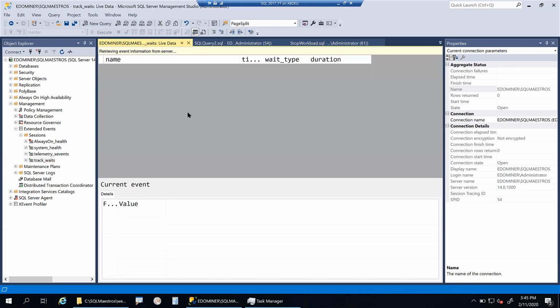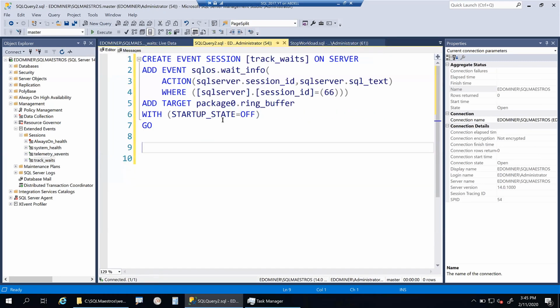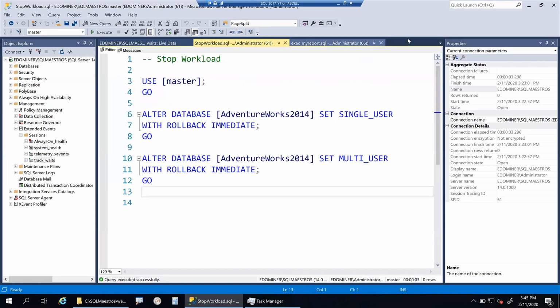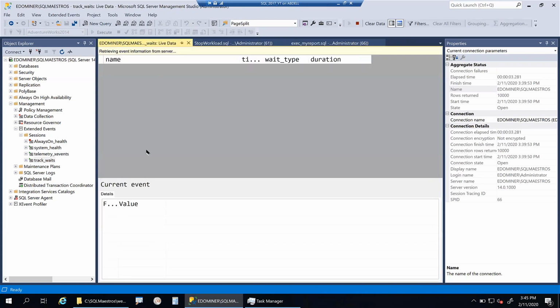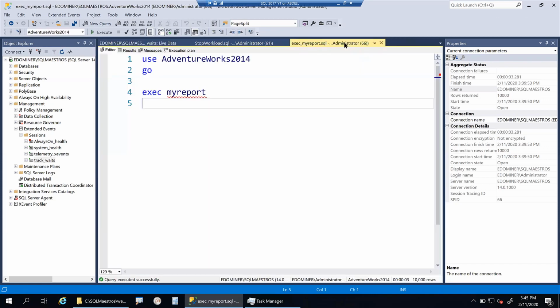It's like watching the data getting captured. So my session here, let me close this if you have seen this already. And this is my session 66 there. And now you can see the window is blank because there's nothing really running in 66. And let's capture this information once more.